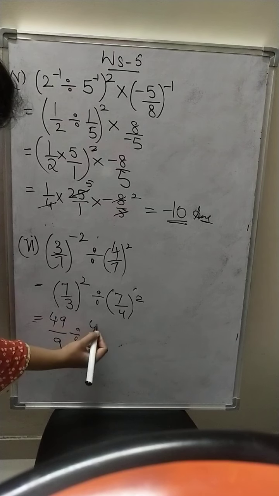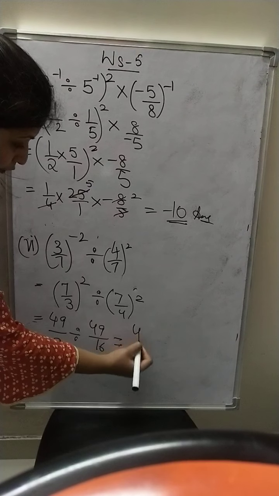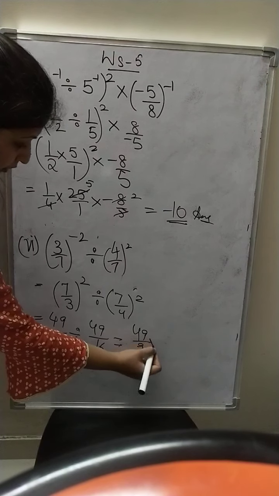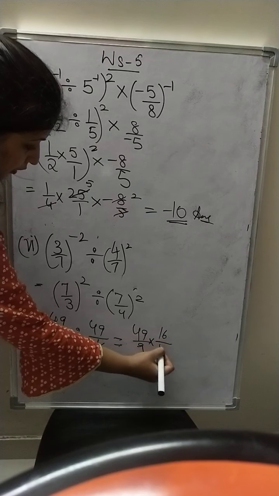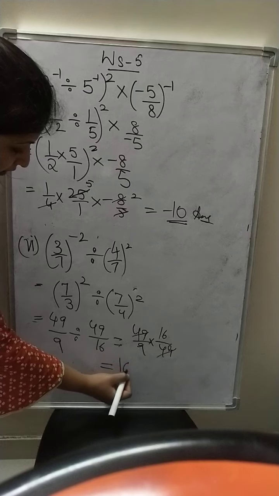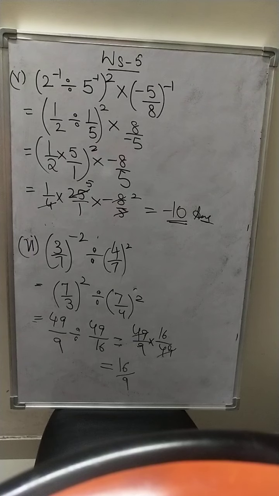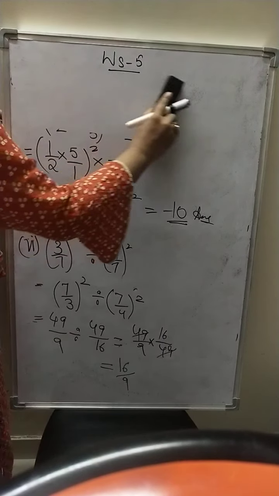divided by 49/16. So what do I get? 49/9 into 16/49. So 49 cancels with 49, and what answer I am getting? The answer I am getting is 16/9. Alright. Now doing the question number 7, the seventh part.